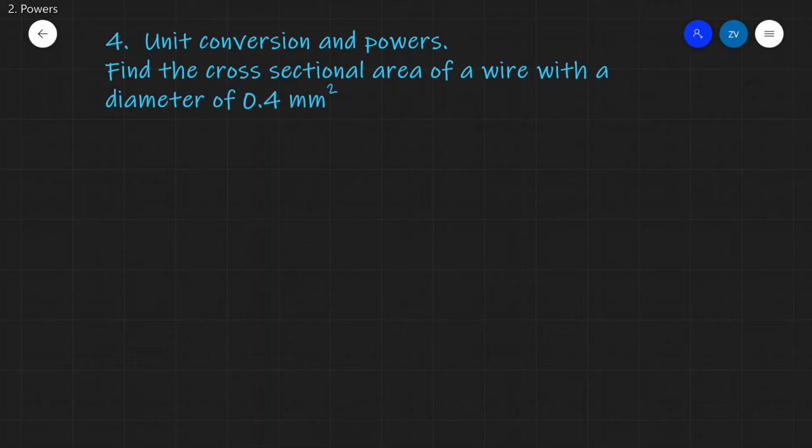Powers can also be quite a common mistake when we're dealing with some calculations. For instance, let's have a look at this one. Let's find the cross-sectional area of a wire with a diameter of 0.4 millimeters. Now, the area of a circle is given by pi r squared. However, we're not given the radius, we're given the diameter. So a way of writing this formula in terms of the diameter is pi, d over 2 in brackets, and then this whole expression of d over 2 is squared. So let's proceed with that.